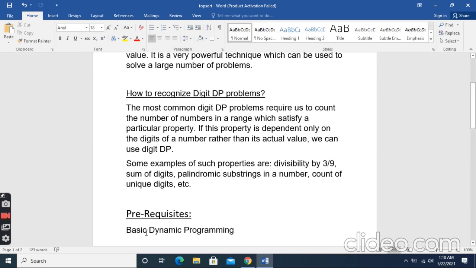The prerequisite is basic dynamic programming. You should know about basic dynamic programming, transitions and DP states, etc.